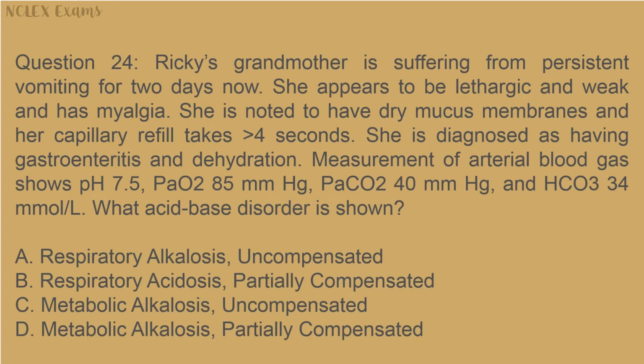Question 24. Ricky's grandmother has been suffering from persistent vomiting for 2 days now. She appears to be lethargic and weak and has myalgia. She is noted to have dry mucous membranes and her capillary refill takes greater than 4 seconds. She is diagnosed as having gastroenteritis and dehydration. Measurement of arterial blood gas shows pH 7.5, PaO2 85 mm Hg, PaCO2 40 mm Hg, and HCO3 34 mmol/L. What acid-base disorder is shown?